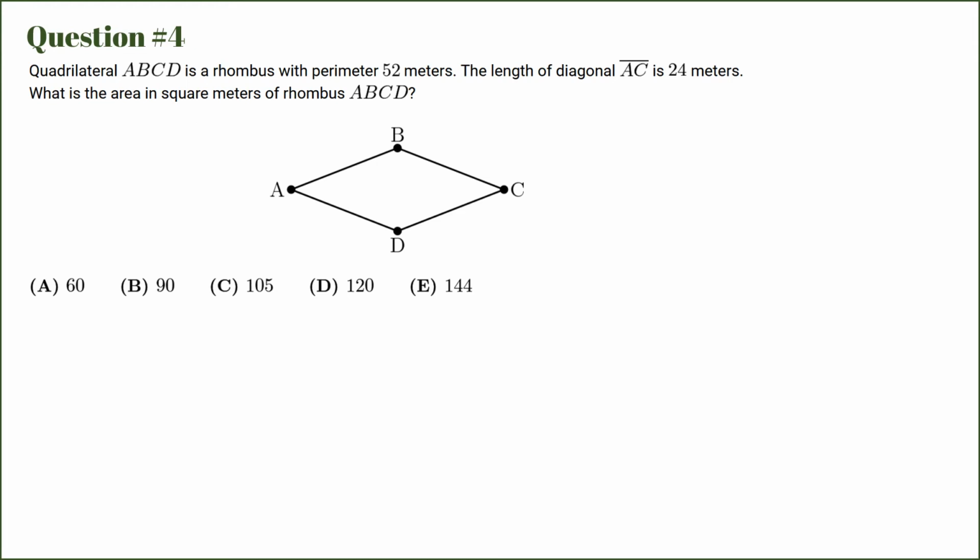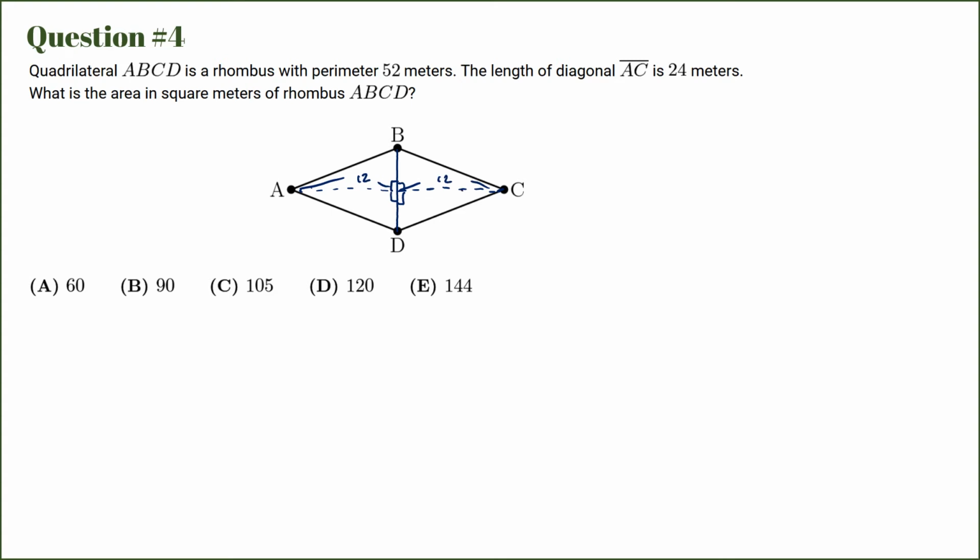Question 4 states, quadrilateral ABCD is a rhombus with perimeter 52 meters. The length of diagonal AC is 24 meters. What is the area in square meters of rhombus ABCD? Well, we know that diagonal AC and diagonal BD are perpendicular bisectors. So this is going to be a right angle, this is going to be a right angle, this is going to be a right angle, this is going to be a right angle, and this length is 12, and this length is 12.